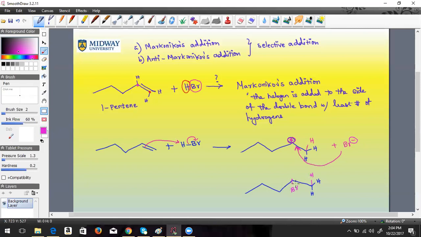You see that the Br ended up on the side with the least number of hydrogens, and the hydrogen ended up on the side with more hydrogens. Now this is a Markovnikov's addition, and I'll make a separate video for anti-Markovnikov's addition. All right, so stay tuned.